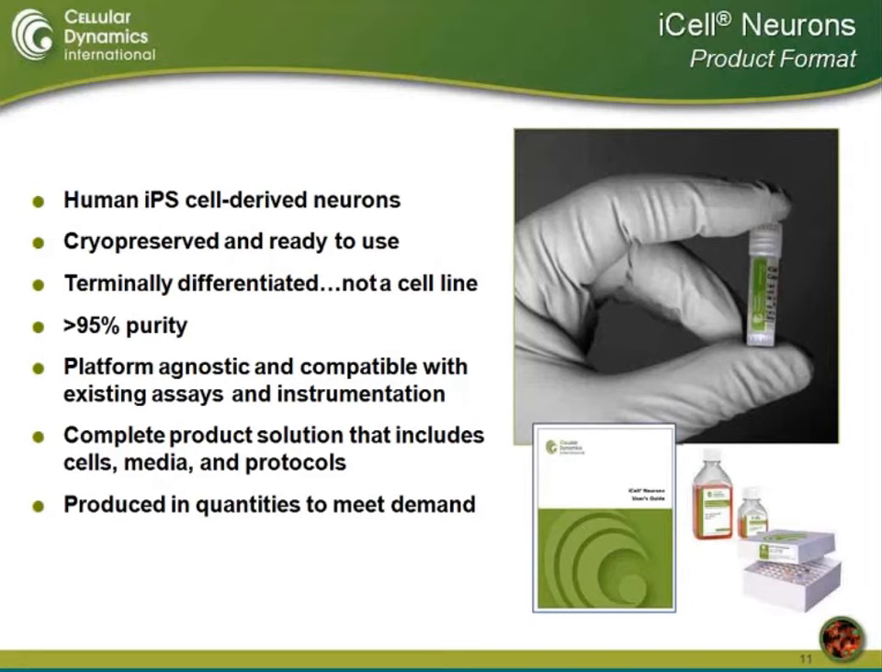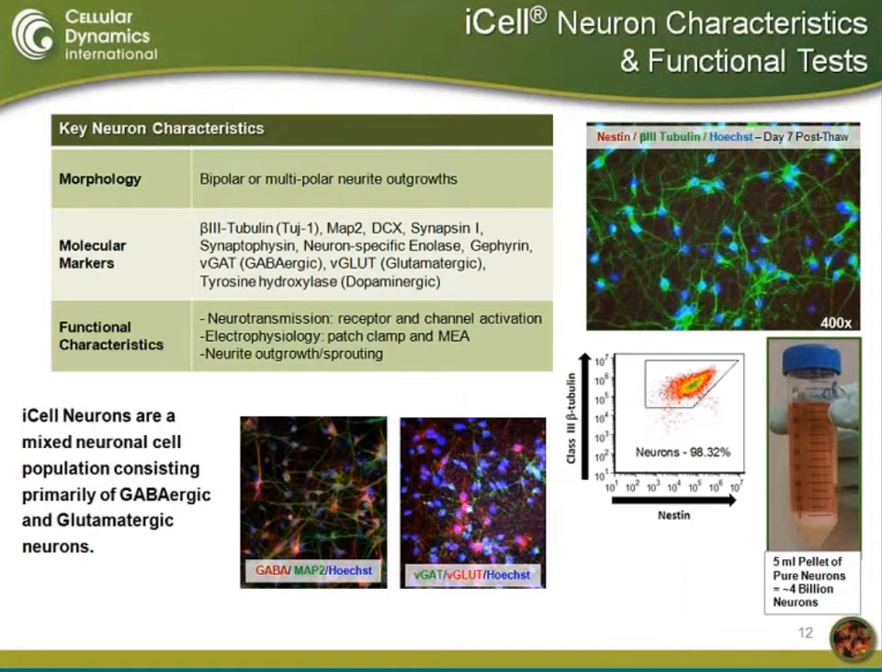Now, as I mentioned, we have a handful of current products that are available. Our iCell Product Portfolio consists of the iCell cardiomyocytes, which were the first commercially launched product here at CDI in late 2009. This was followed in 2011 by the iCell endothelial cells, as well as the iCell neurons, which we're talking about today. And finally, we have iCell hepatocytes, which are actually in a pre-commercial release state and are currently shipped as a live cell product.